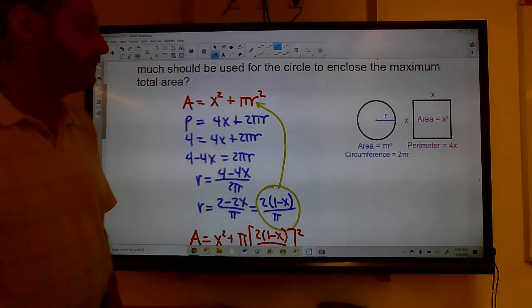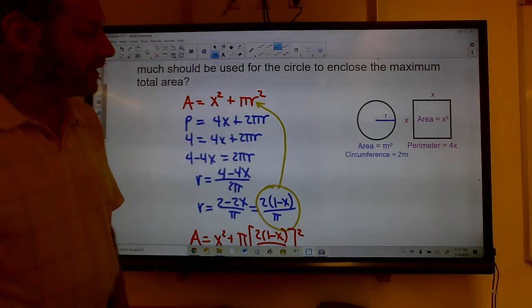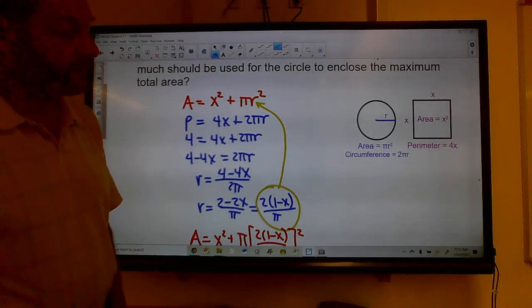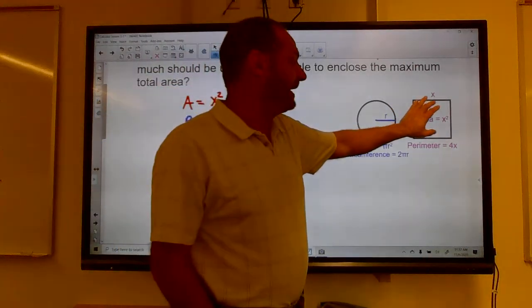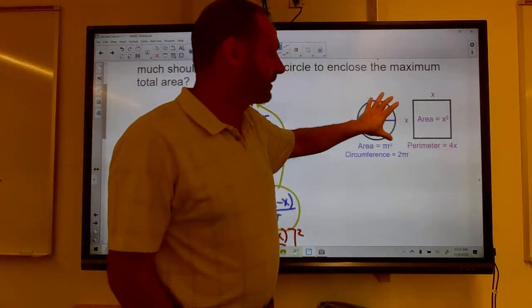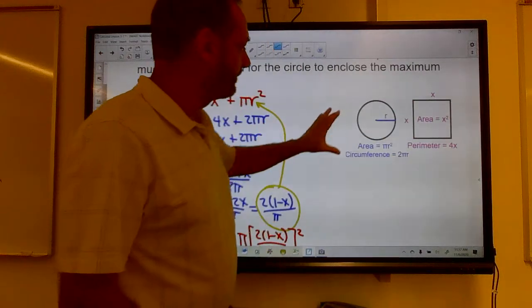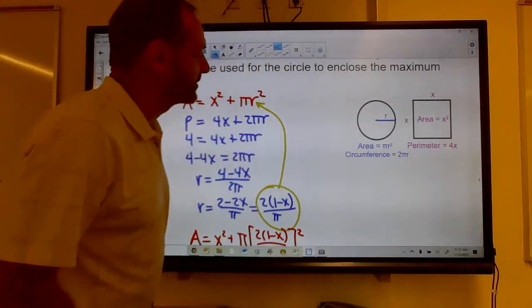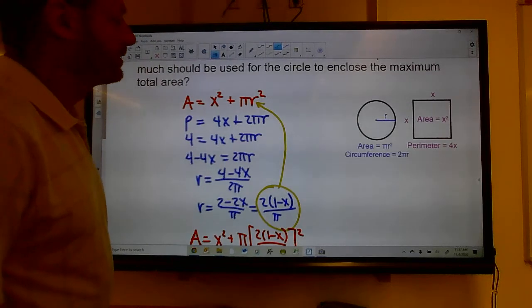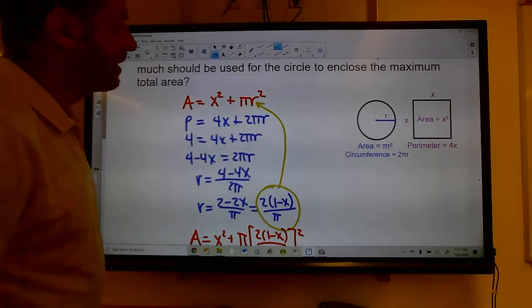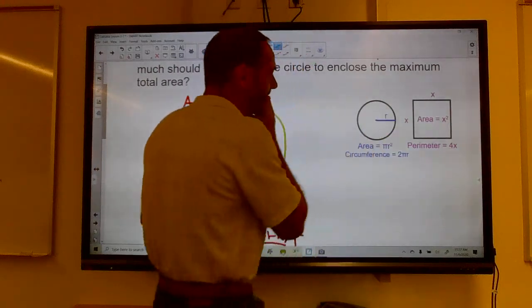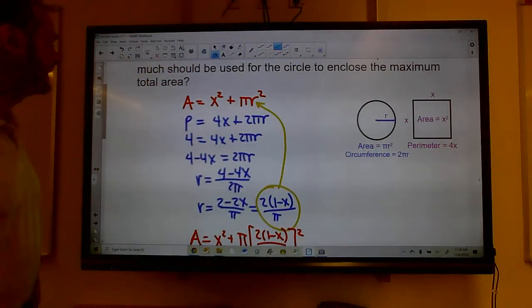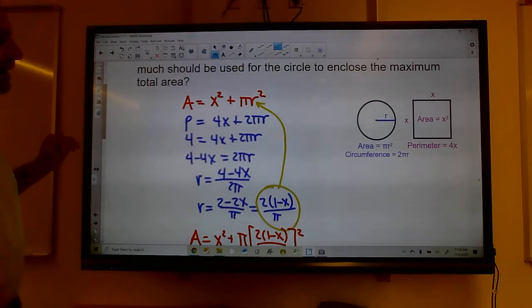At least as far as rectangles go. So any time I add anything to the square, that's going to reduce my total area because it reduces it from the most efficient thing, which is a circle. So what I want to do is I don't want to make a square at all. To maximize my area, I just want to make a big circle as big as I can with all 4 feet of wire.